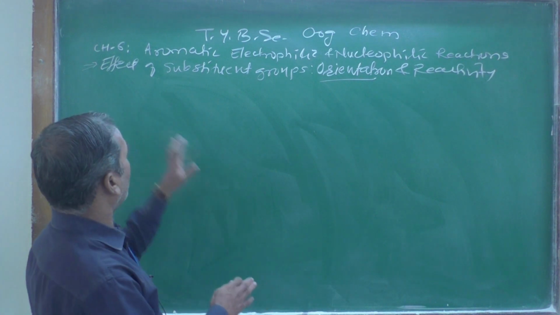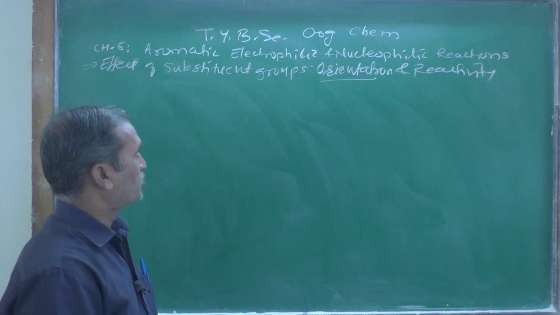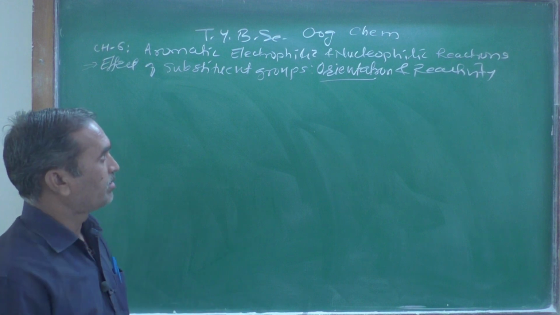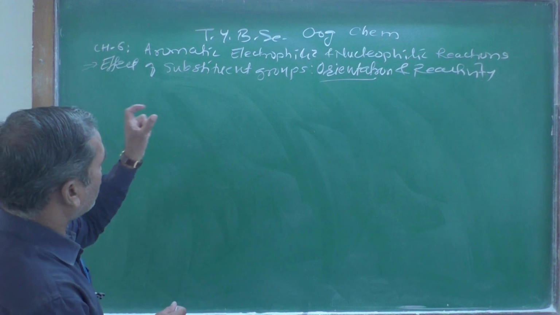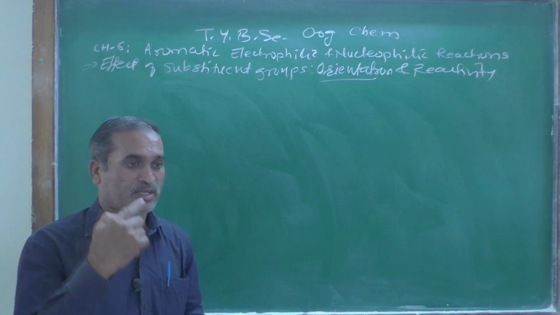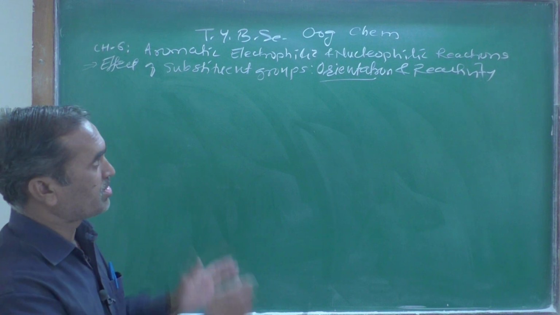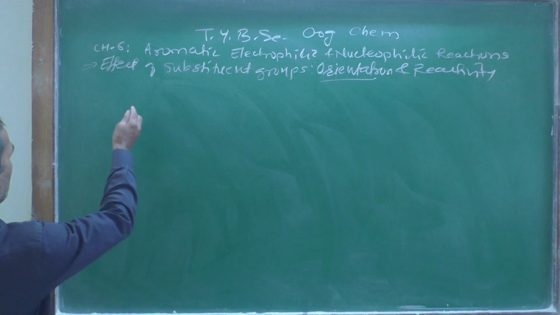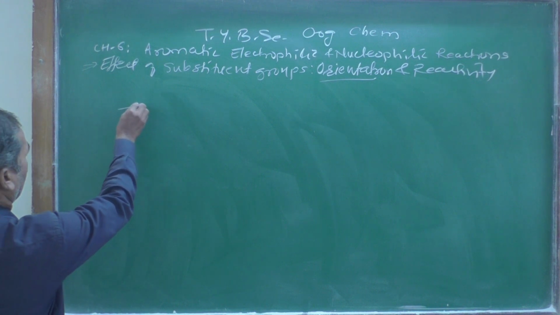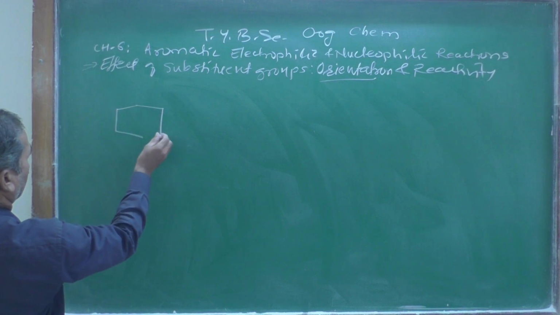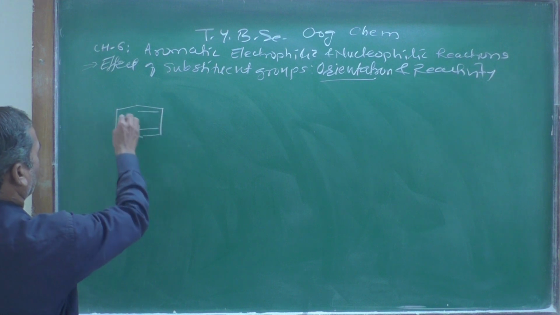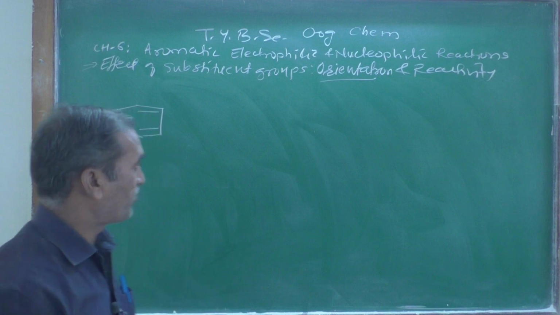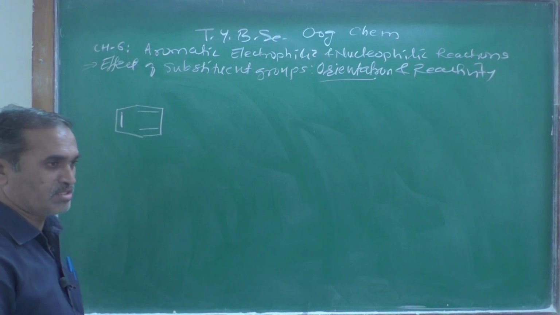Why? Because the effect of substituent groups means what type of effect they are having. Depending upon that effect, the orientation is decided. And as we know, let us look here. Suppose a benzene ring is there. Let us see here, I am trying to draw this benzene ring, and as we know, benzene has the molecular formula C6H6, right?